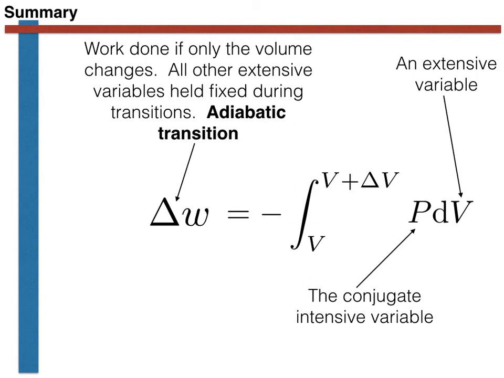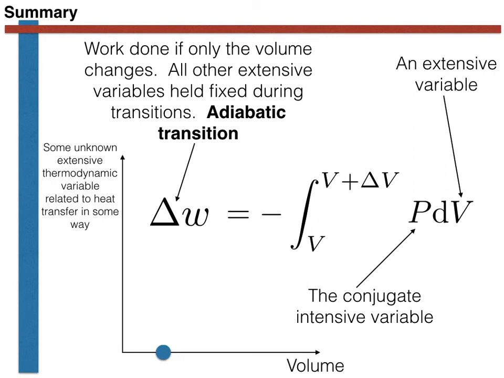The key thing to remember about this expression, however, is that it only holds if our change of state has taken place adiabatically. Remember, an adiabatic transition is one in which only the volume of the system changes. The as yet mysterious extensive thermodynamic variable that is related to heat in some way remains fixed throughout the transition because in the derivations in this video the system was thermally lagged so that heat could not pass between the system and the environment.